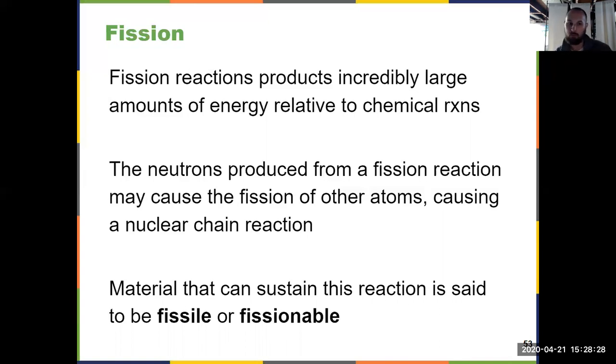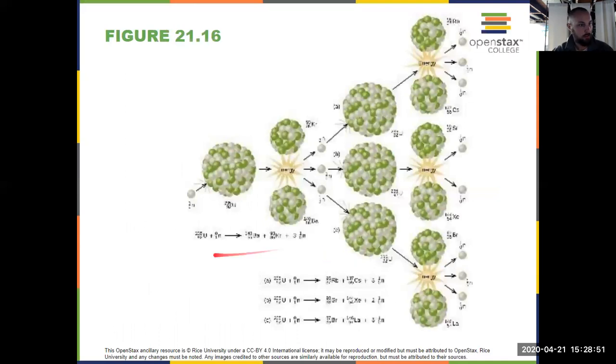And keep in mind, it was a neutron bombardment that started it off in the first place, right? So those neutrons that are produced can cause fission further along, and that's called a nuclear chain reaction. If we can sustain that reaction, that nuclear material is said to be fissile or fissionable. And this is what it looks like. All right, well, the quality of this slide is terrible. I apologize, but you get the theme here, right? Neutron bombardment starts it off. We produce 3 neutrons, and each one of those neutrons can start another fission reaction, and we keep getting energy.